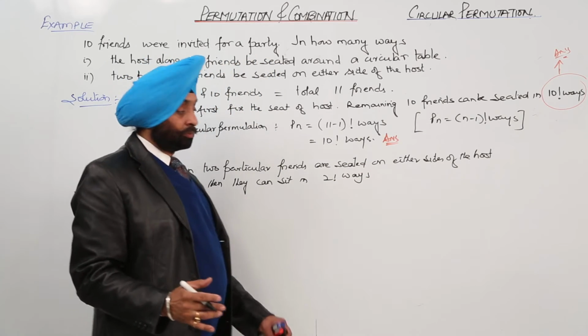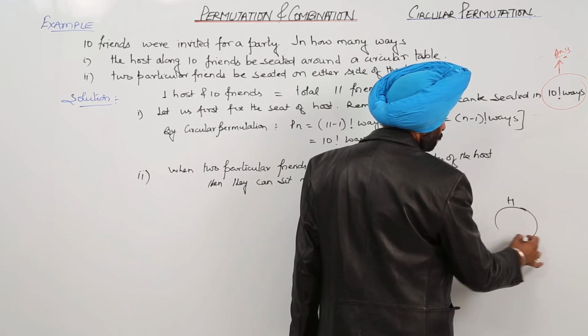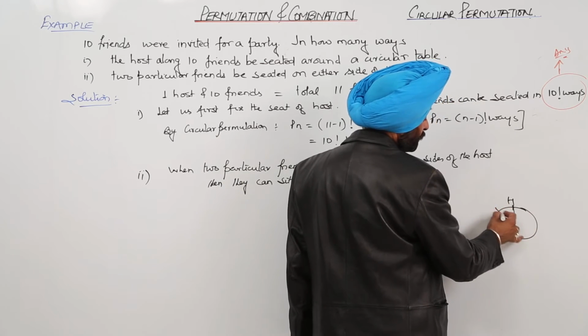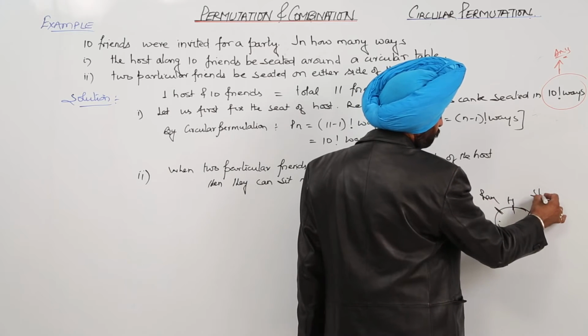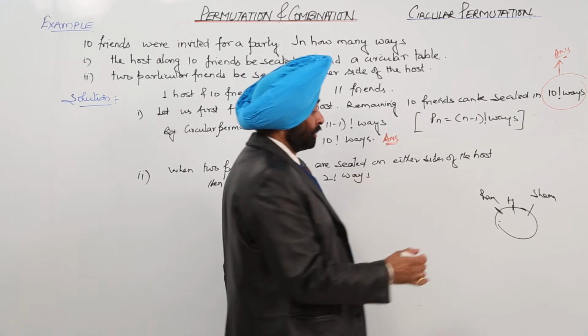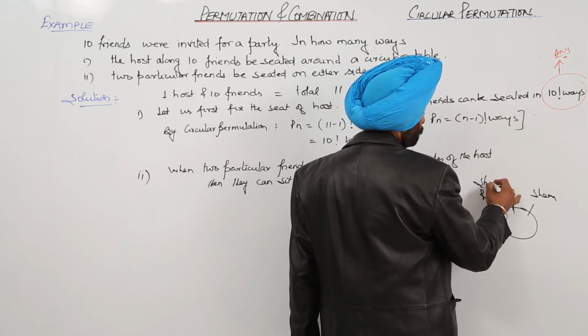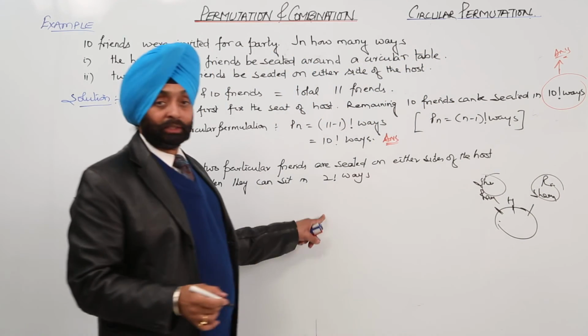Okay, suppose this is the host. This is the table, and here the host is fixed. Now suppose Ram is sitting here and Shyam is sitting here. The second option is that Shyam can sit here and Ram can sit here. So there are two options, two ways for them.